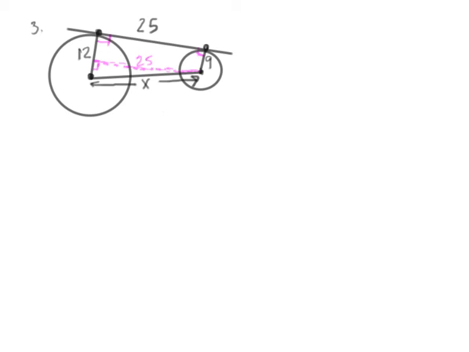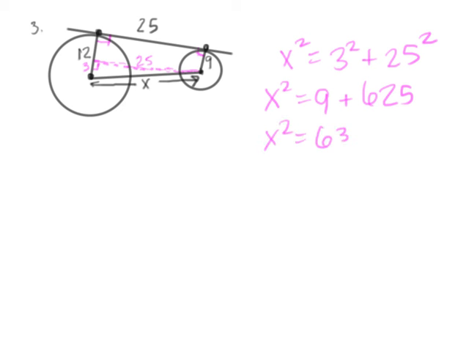And then I'll need this little piece. Well, if the whole thing is 12, and then this much of it is 9 because that's a rectangle, then this must be 3. All right, now that I've done that much, I can find x. It's just a right triangle with a missing hypotenuse. So x squared would equal 3 squared plus 25 squared. x squared would equal 9 plus 625. And so x squared equals 634.